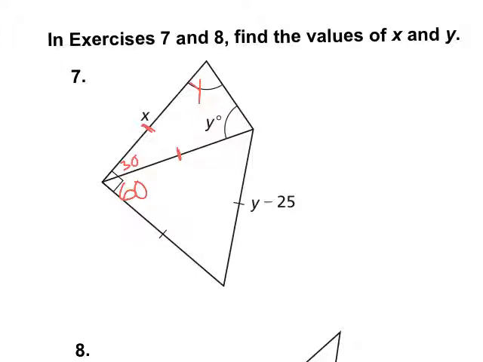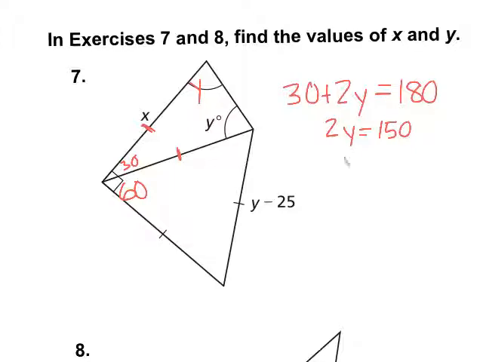Okay, so once I know that that part is 30, I know the three angles inside the triangle are 30 plus 2 y's, right? A y in each one of the bottom angles. And that should be equal to 180. So 30 plus 2y equals 180. And now I can solve from there. So subtract 30 from both sides, I get 2y equals 150. Divide by 2 and I end up with y equals 75. Okay, so that's one piece of information I need.